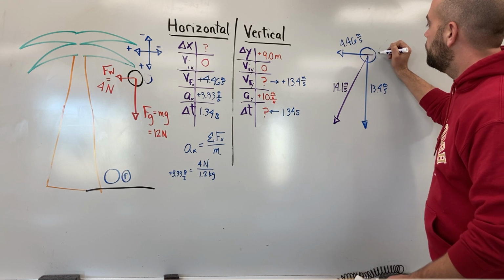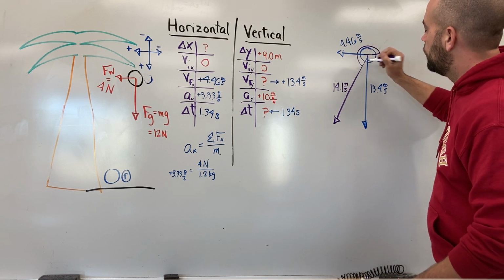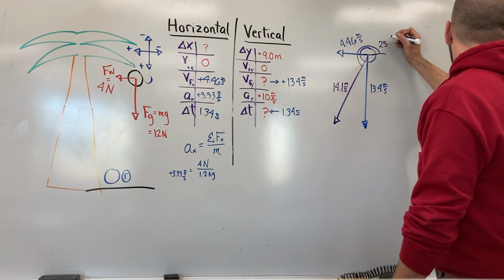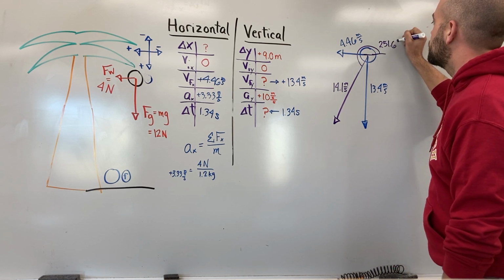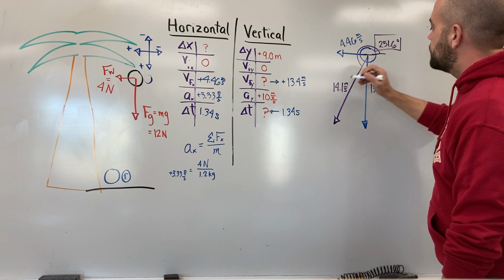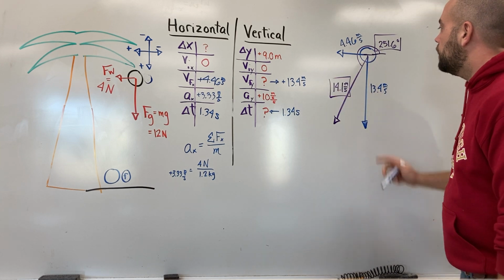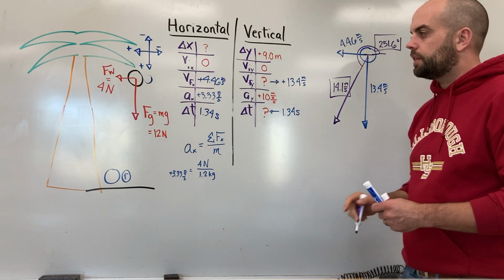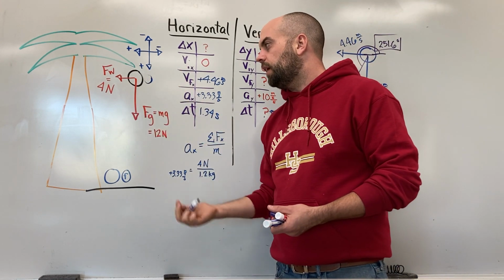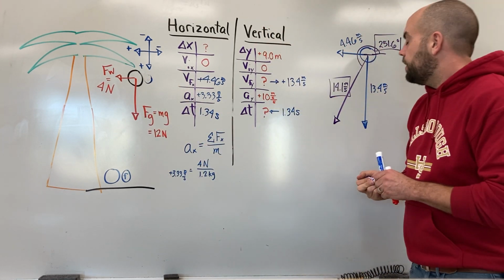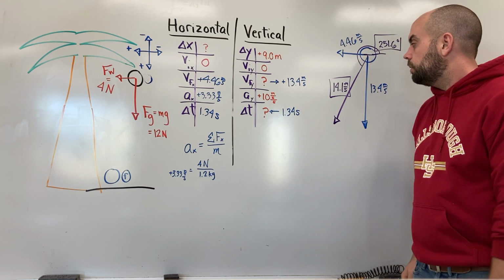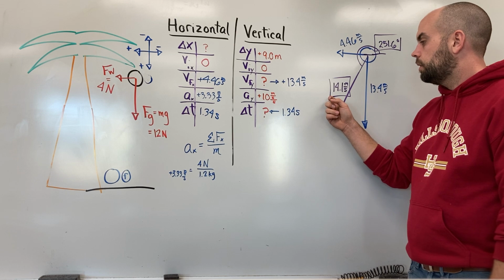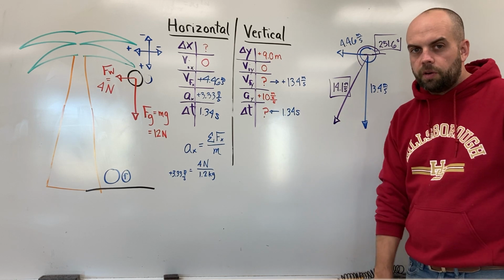And then with a little bit of trig, I can figure out that this angle is 251.6 degrees, which makes a ton of sense because it's going to be a whole lot down and just a little bit to the left, because I have much more force down than I have to the left. But that will be the motion of this coconut right before it hits the ground.